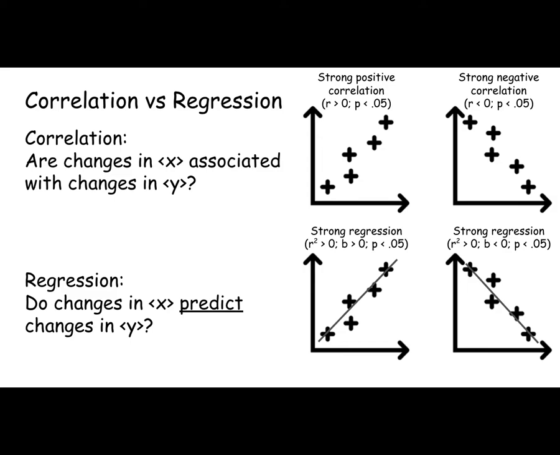Correlation and regression are similar but distinct concepts. Correlation is typically, but not always, used in descriptive studies where you're looking for an association between changes in some variable x and another variable y. And here you can see two examples of scatter plots, one with a strong positive correlation and one with a strong negative correlation.